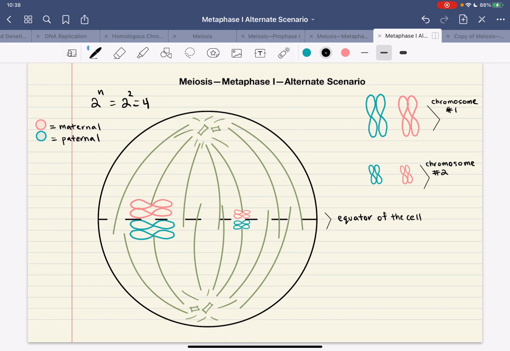Now I'm saying that because for humans, you can get so many more combinations because we have 23 pairs. So using that same formula for humans, we have 23 homologous pairs. There's 8.3 million different ways that we can line up and subsequently separate the 23 pairs. That's crazy.